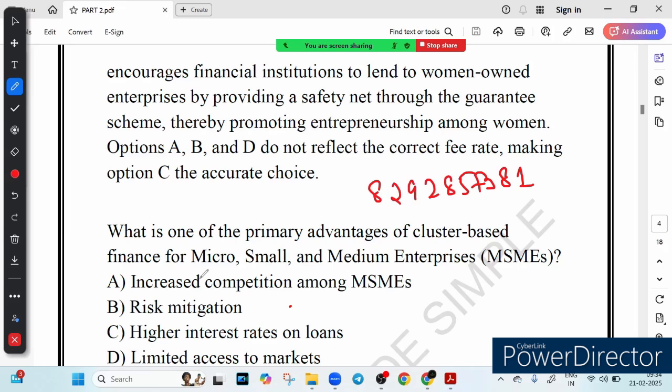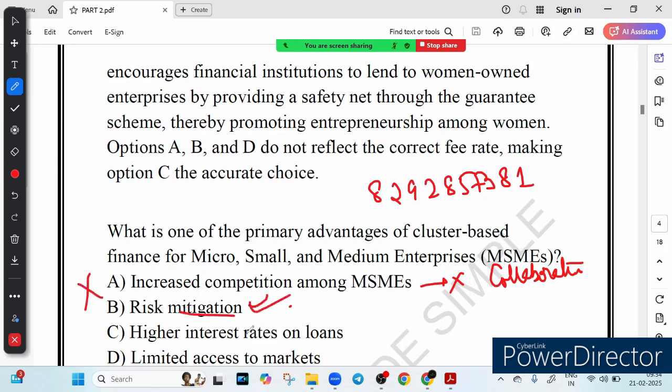Let's analyze each and every option. Option A, increase competition among MSME. This is wrong, because cluster based finance does not increase competition in a negative way. Instead, it promotes collaboration. Let me give you an example. मैं एक एग्जाम्पल लेके समझाता हूँ आपको. Imagine a group of small textile business workers working in the same business area. Instead of competing, they share resources, they share supplies, they share market information, helping each other grow. So this is incorrect. Competition नहीं बढ़ाता है.